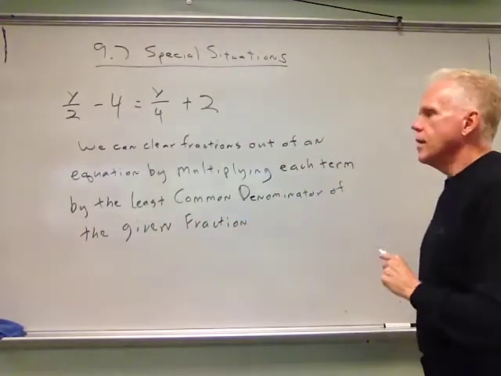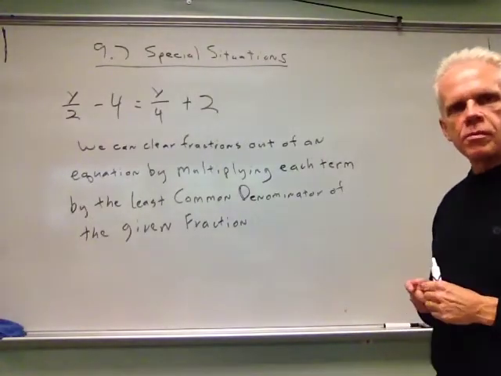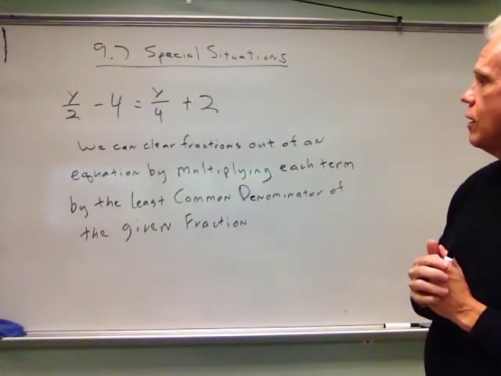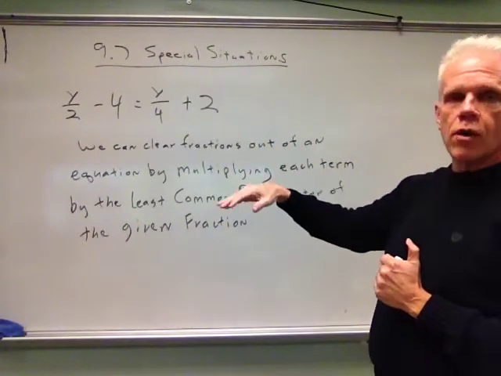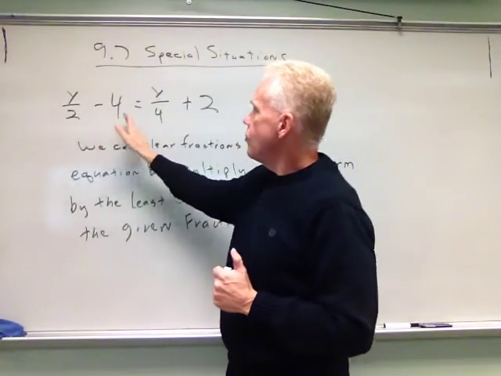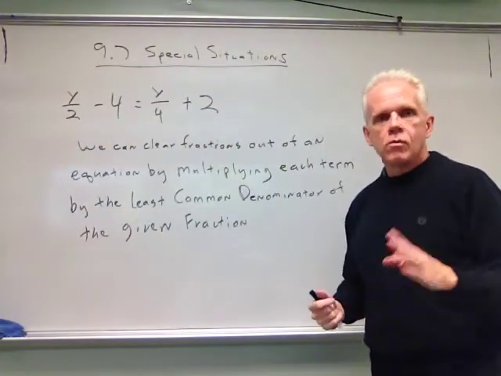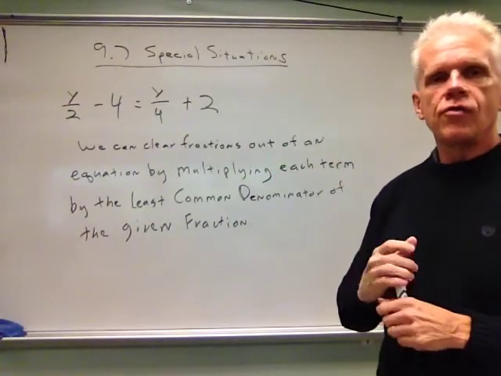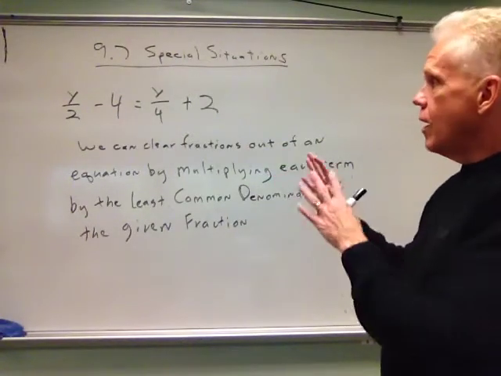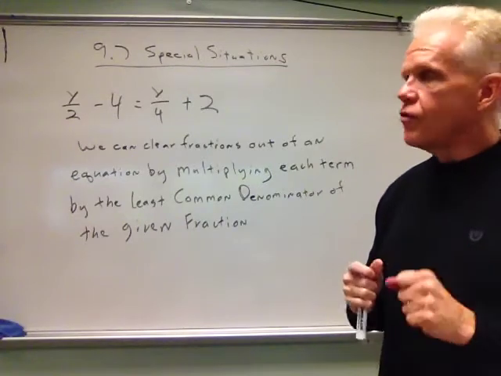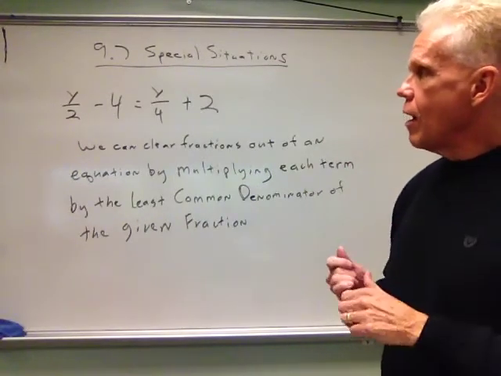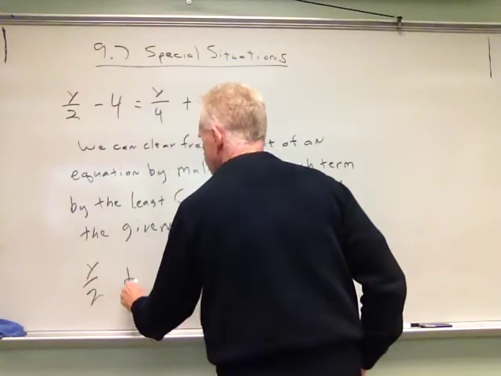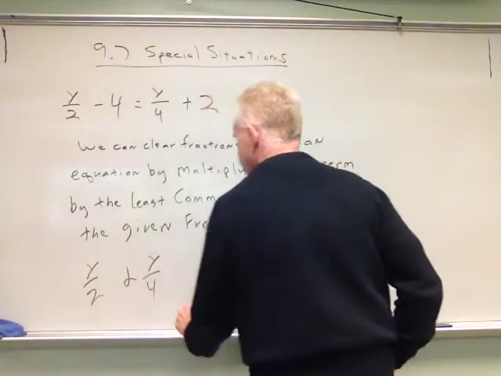Okay, let me say that again. You capture it in your notes, but let me say it again. We can clear the fractions out of this equation by multiplying each term in the equation, this term, this term, this term, and this term, by the least common denominator of the fractions that are there. Well, the fractions we have are y over 2 and y over 4.